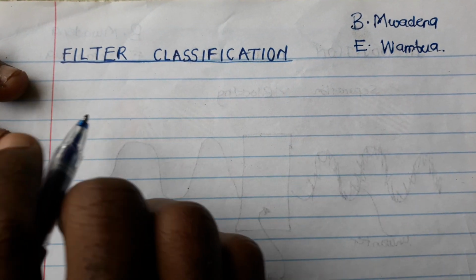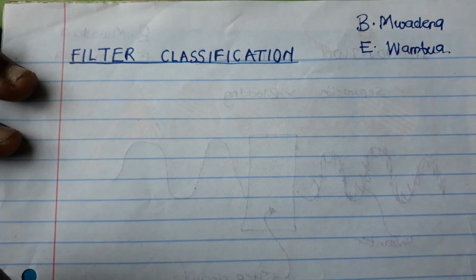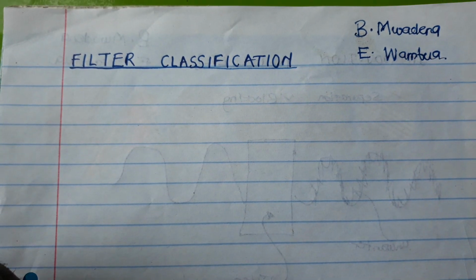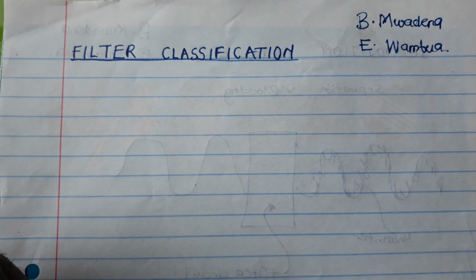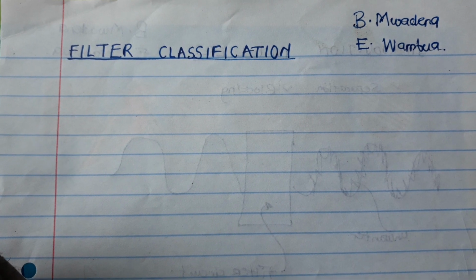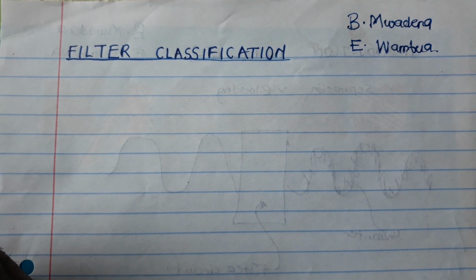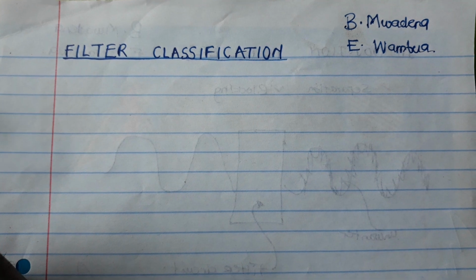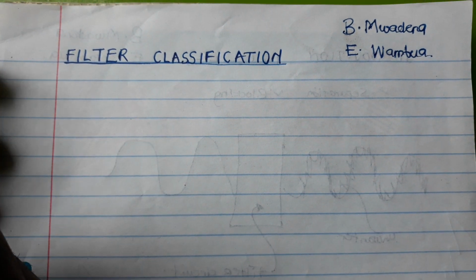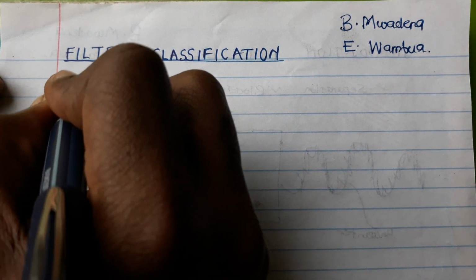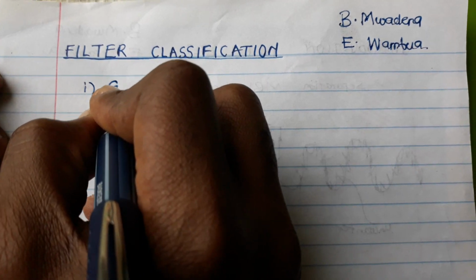So, today we are going to talk about the classification of filters, and I'm happy to say that you are going to have different types of classifications, almost all that are available. To begin with, filters have classifications. The first type of classification is the general classification.